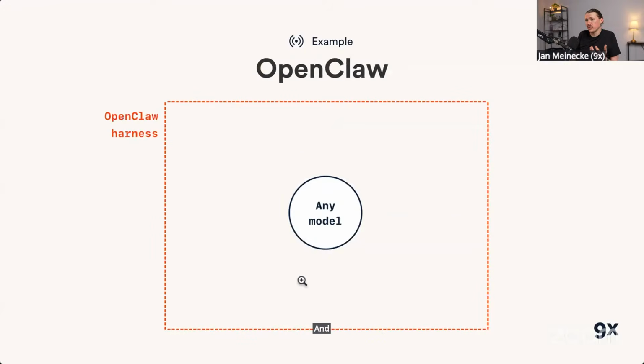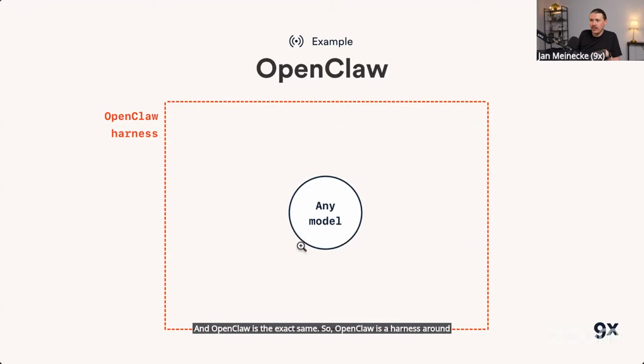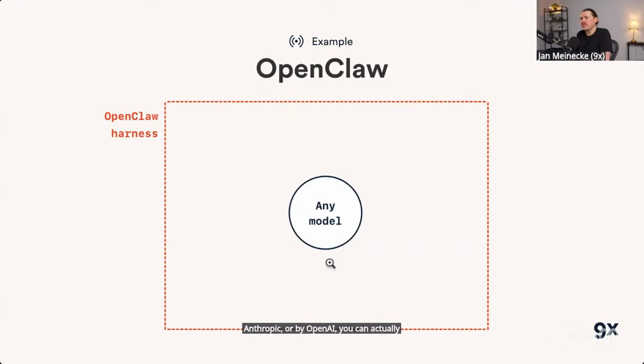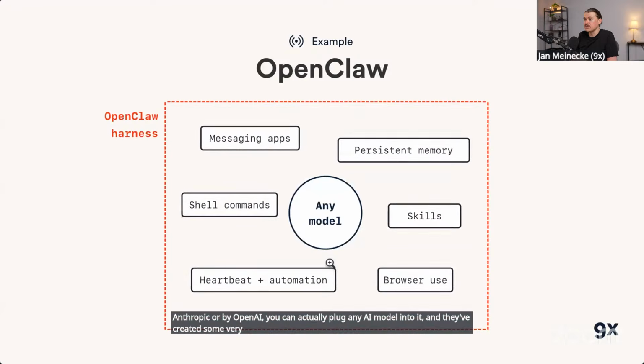And OpenClaw is the exact same. OpenClaw is a harness around an AI model, but because it's open source, it's not a harness created by Anthropic or by OpenAI. You can plug any AI model into it, and they've created some very specific features and capabilities, which is why this is really, really popular.